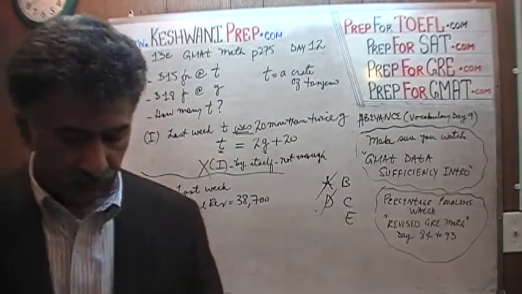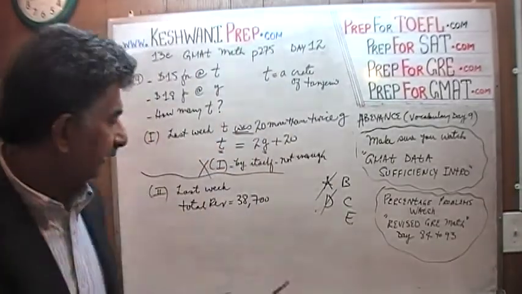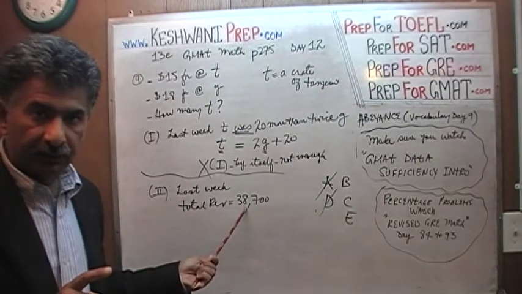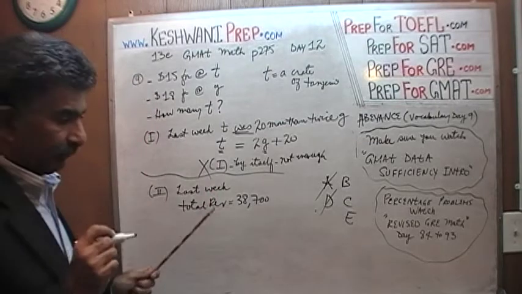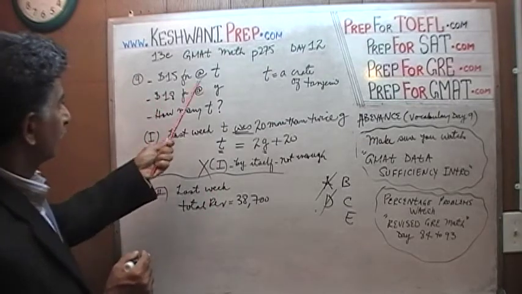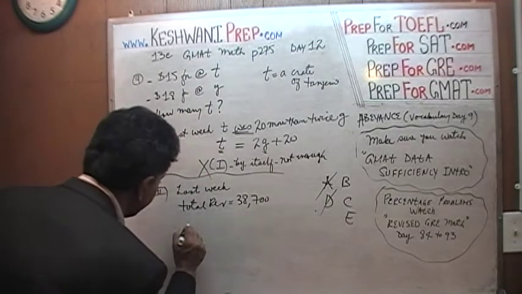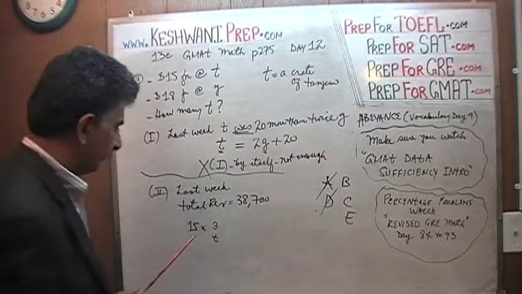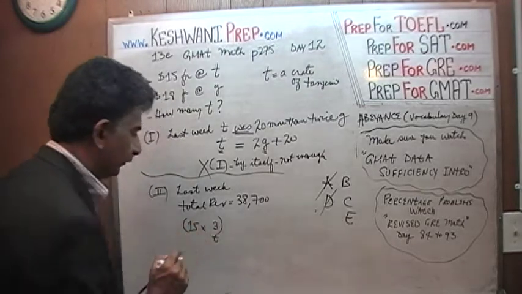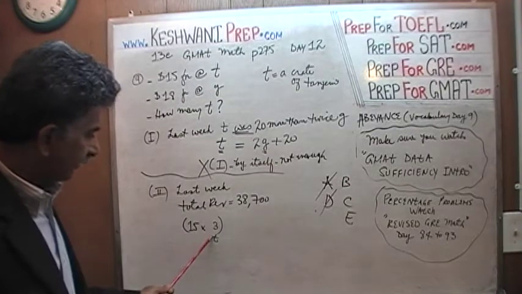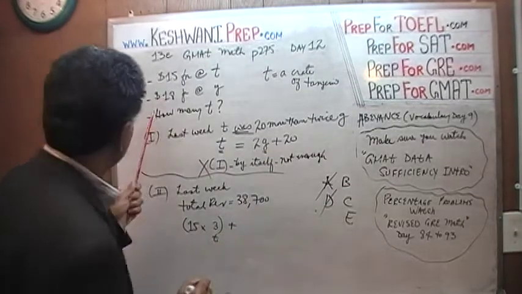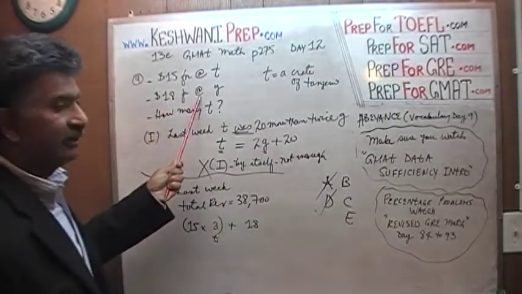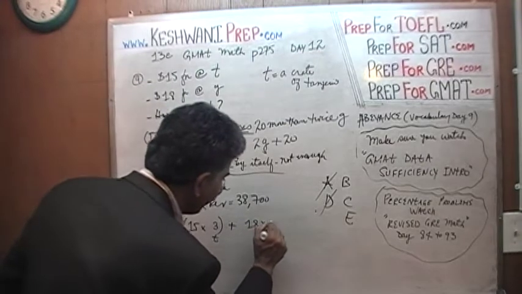But are you capable of seeing that this is actually an algebraic equation? His total revenue equals, for example, he gets $15 for each crate of tangerine. Let's suppose that he shipped 3 crates of tangerine. So he's going to get $45 for the tangerine. And then we know that he gets $18 for grapefruit. Let's suppose that he ships 10 crates of grapefruit.